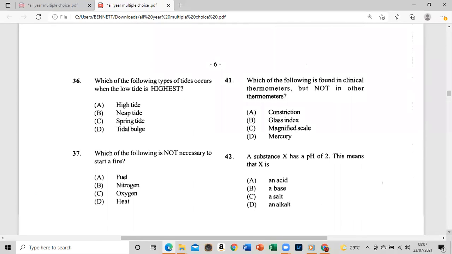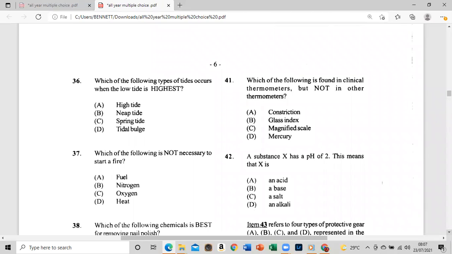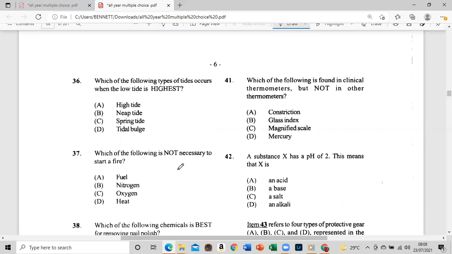Let's move on to 36. Which of the following types of tides occur when the low tide is highest? Is it A, high tide, B, nip tide, C, spring tide, or D, tidal fault? 36 is nip tide.